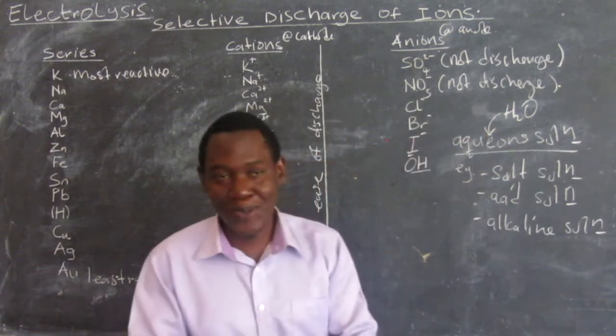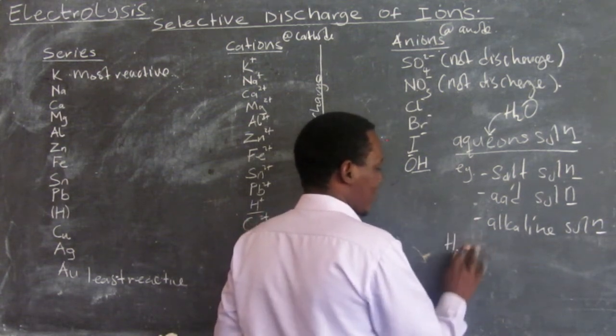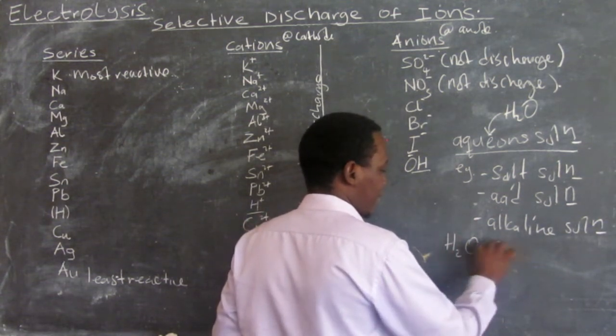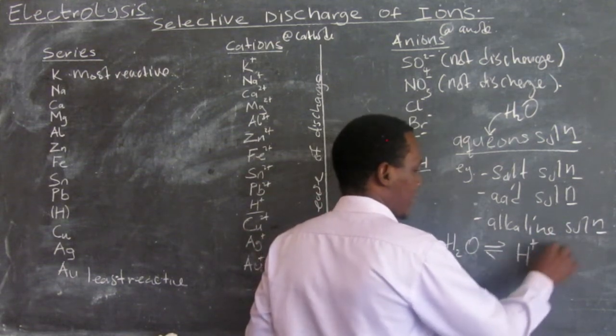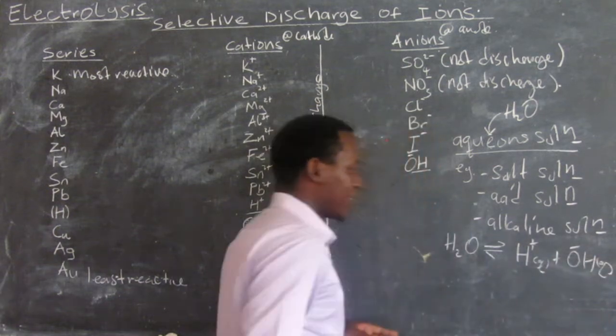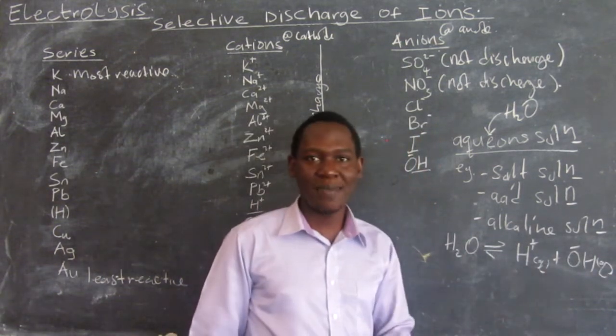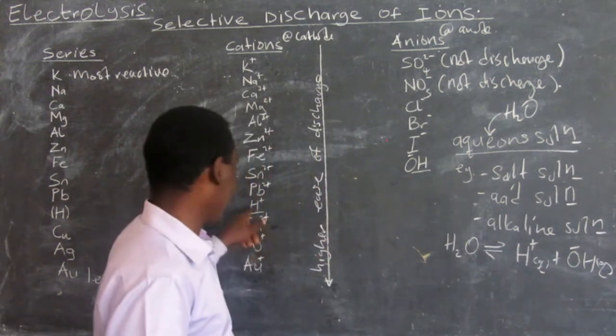And if a substance contains water, you know that water can undergo what we call dissociation. Water dissociates to give us hydrogen ions plus hydroxide ions. That's how the hydrogen and hydroxide ions come into existence in our reaction procedure.